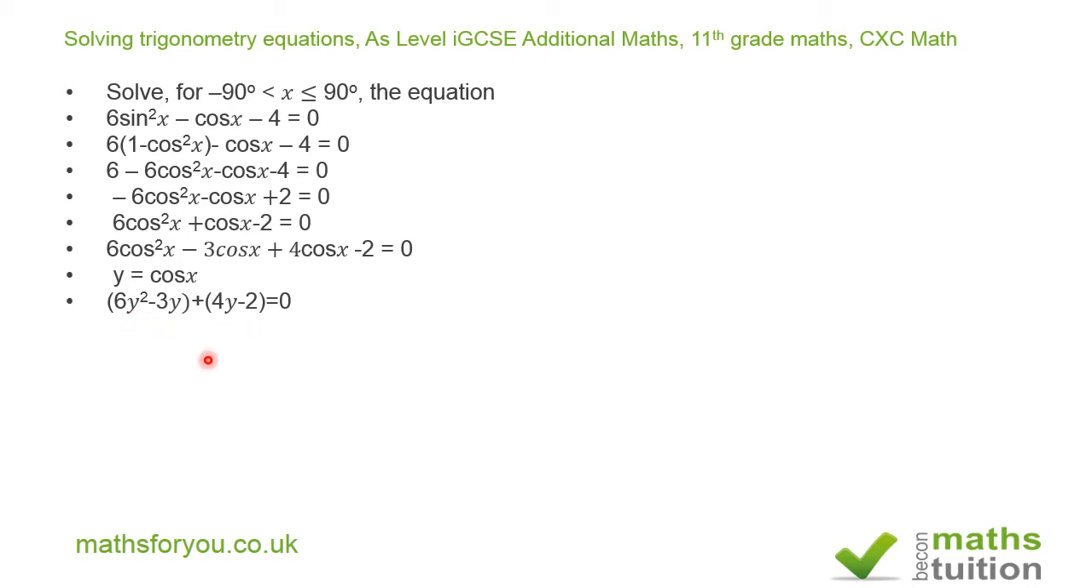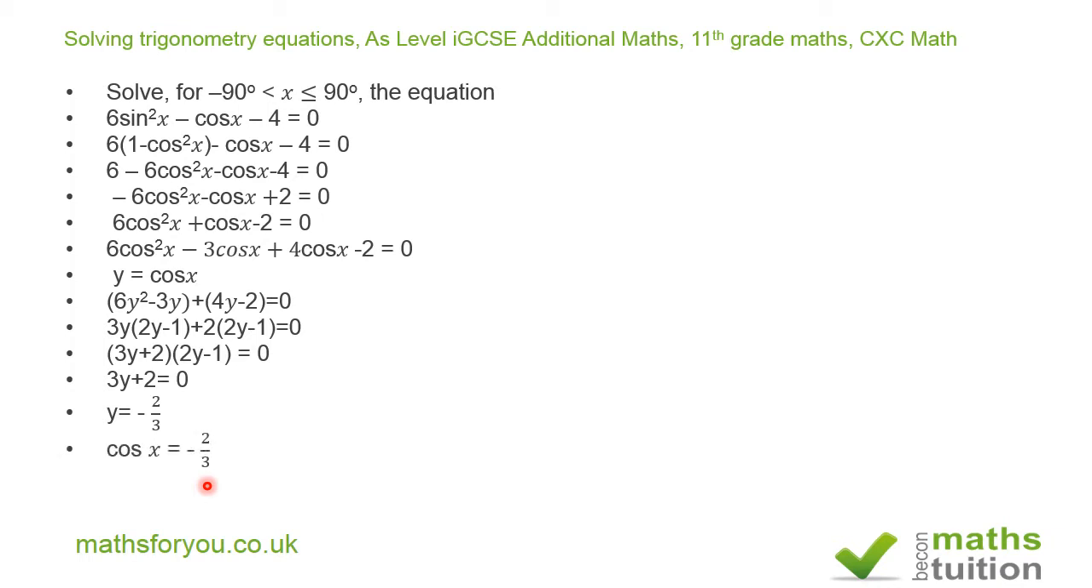Now I'm going to factorize each of these groups in turn. So what I've got is 3y into 2y minus 1 for the first group, and 2 into 2y minus 1 for the second group. Now both groups have got 2y minus 1 in common. So when I combine both groups, I now have my two factors of 3y plus 2 into 2y minus 1. So 3y plus 2 can be 0, in which case y is equal to minus 2 over 3. So cos x can be minus 2 over 3.